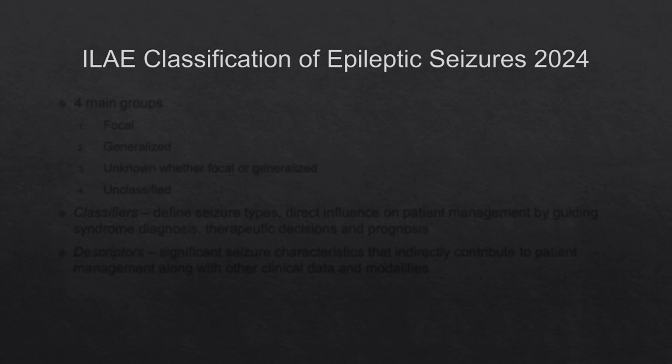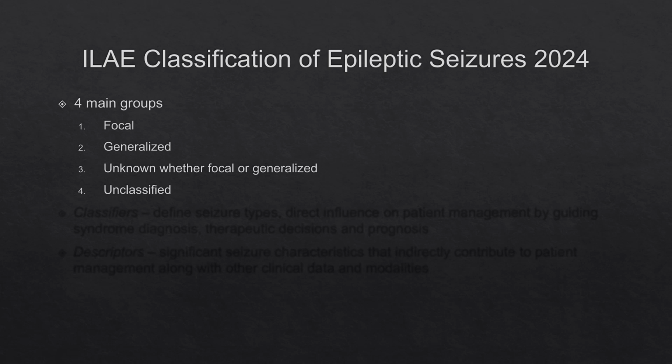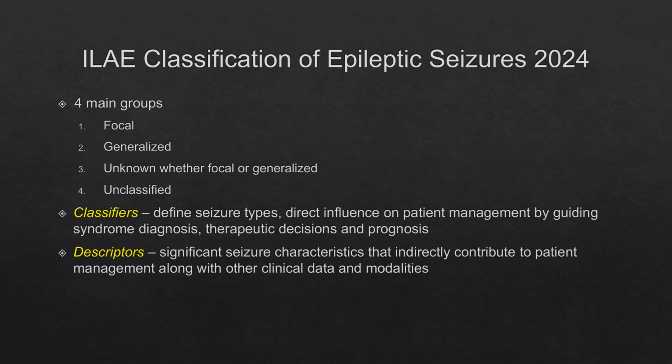Now coming to the most important part: what is the International League Against Epilepsy, that is, the ILAE classification of epileptic seizures in 2024? Mainly the ILAE classifies it into four groups. One is focal, second is generalized, third is unknown whether focal or generalized, and fourth is unclassified. There are two things to consider here. First, what are the classifiers, and second, what are the descriptors. Classifiers means we have to define the seizure types, which has a direct influence on patient management by guiding the syndrome diagnosis, the therapeutic decisions, and defining the prognosis.